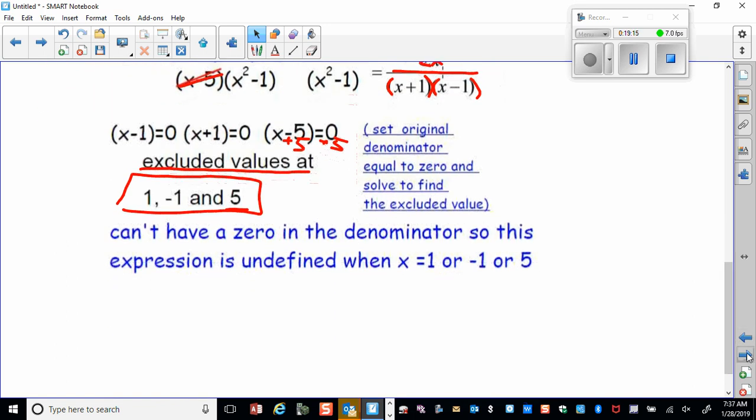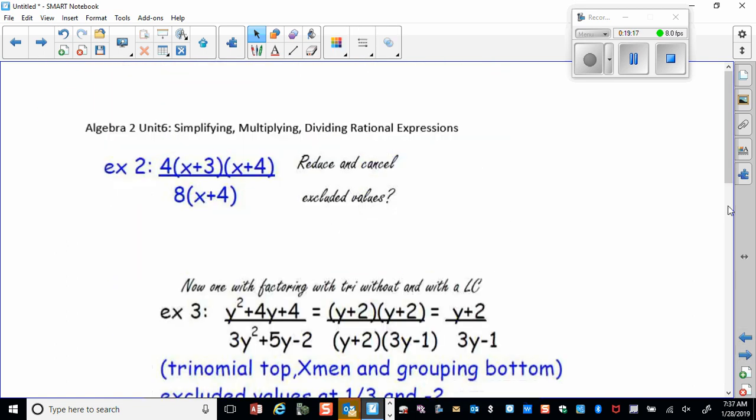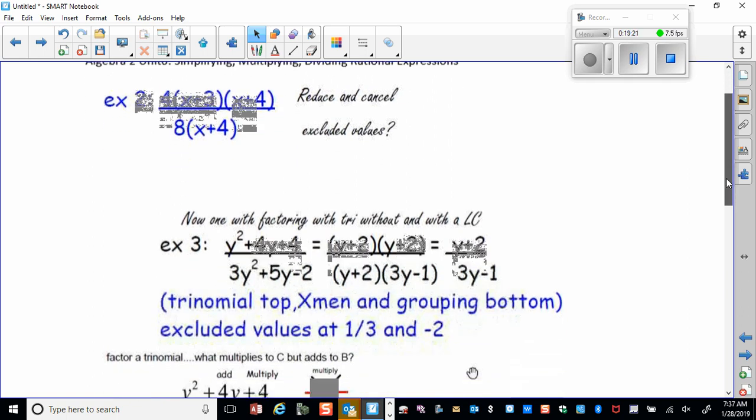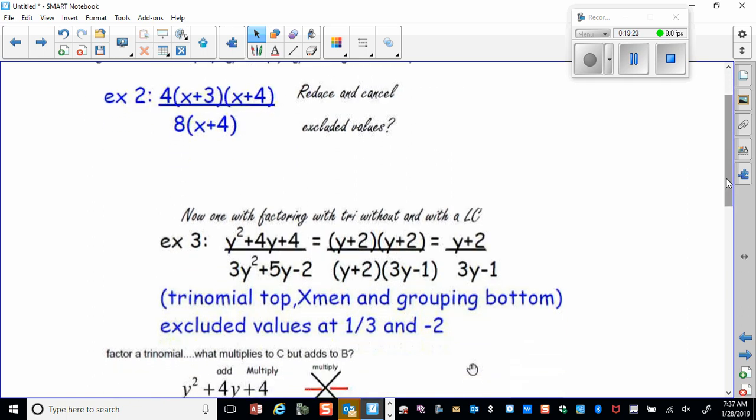All right, so looking at the next one, we're going to reduce and cancel, if we can. There's no factoring, so that's nice. All we have to look at is if they're the same, all right? So those two factors canceled out. And then remember your numbers. 4 divided by 4 is 1. 8 divided by 4 is 2. So that equals my final answer.